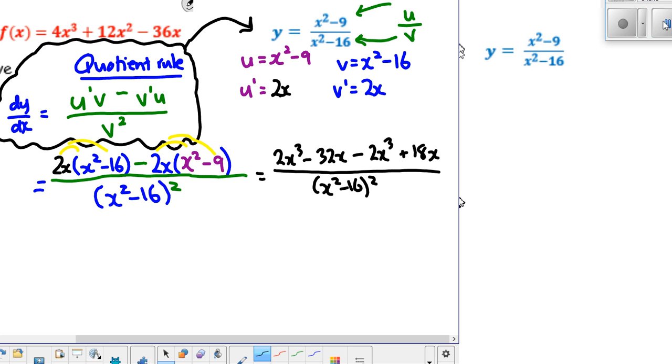Okay, so what does the top simplify to? The x cubed gets crossed out, right? Yeah, let's cancel that. 2x cubed minus 2x cubed. Negative 14. Negative 14x.